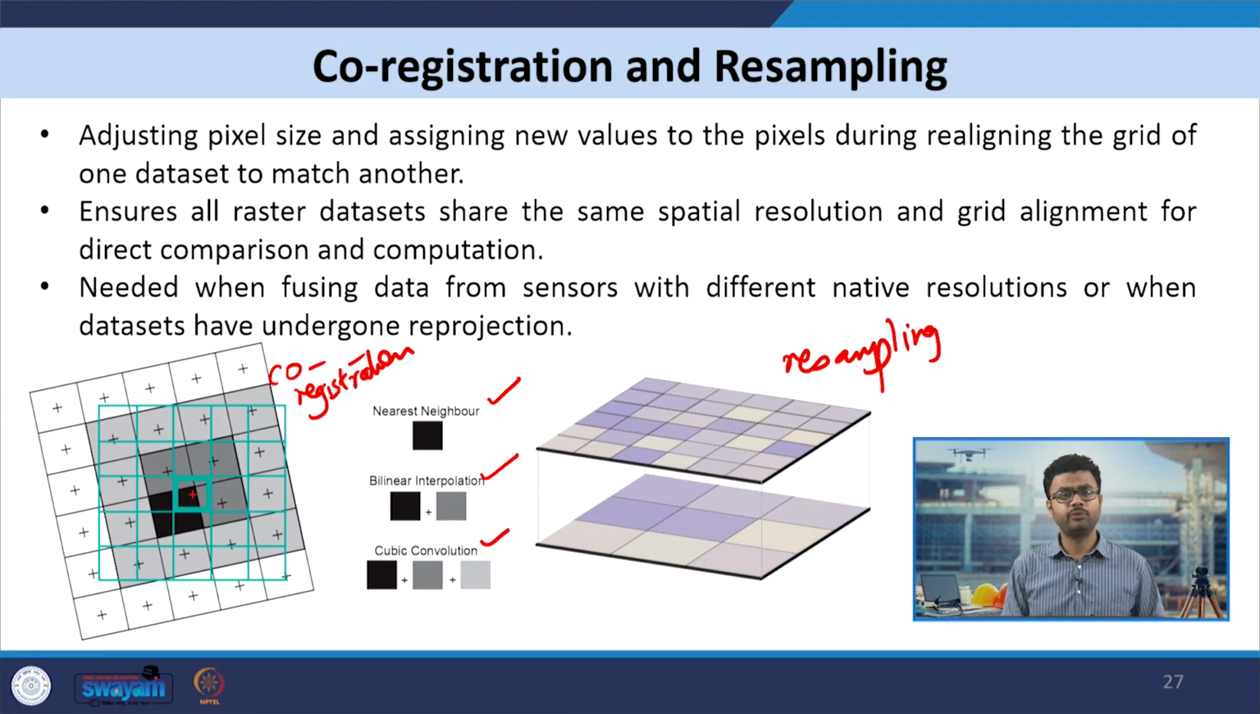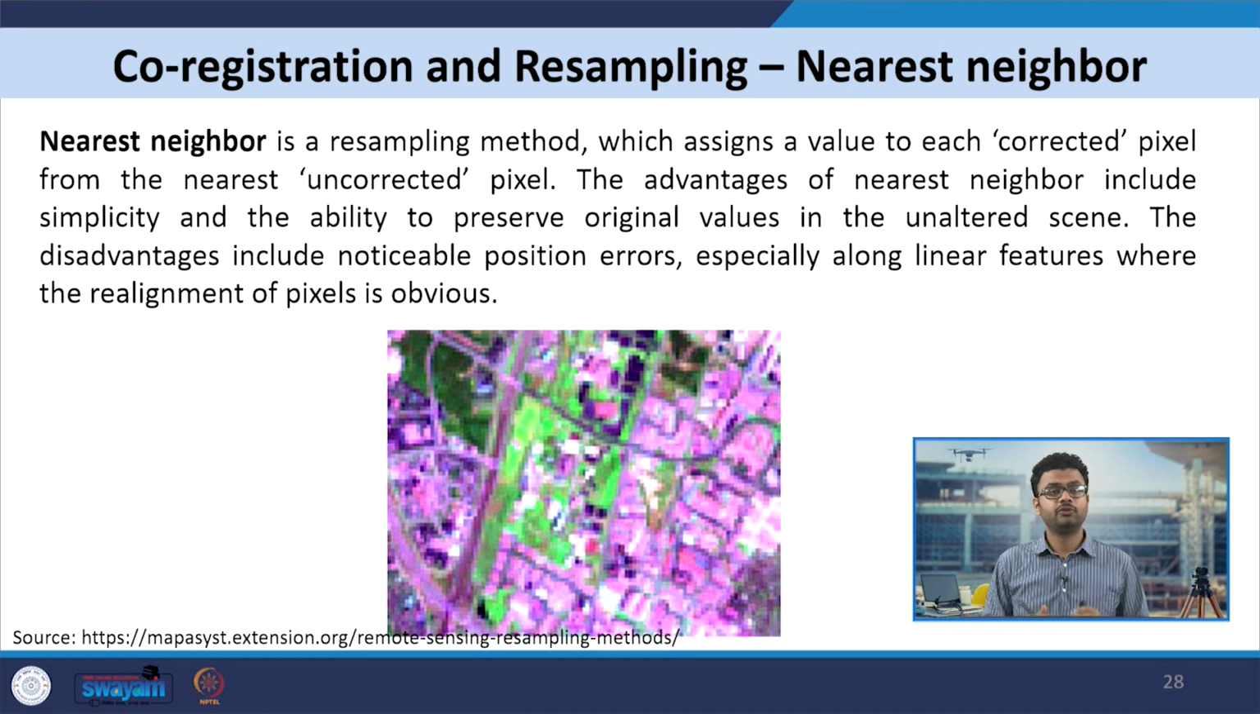And these are some of the most popular methods. There are even more advanced methods. So, nearest neighbor is a resampling method which assigns a value to each corrected pixel from the nearest uncorrected pixel. The advantage of nearest neighbor includes simplicity and the ability to preserve original values in the unaltered scene. The disadvantages include noticeable position errors, especially along linear features where the realignment of pixels is obvious.